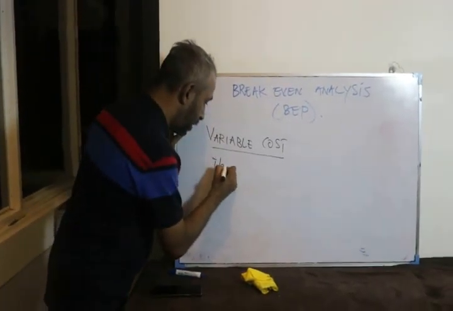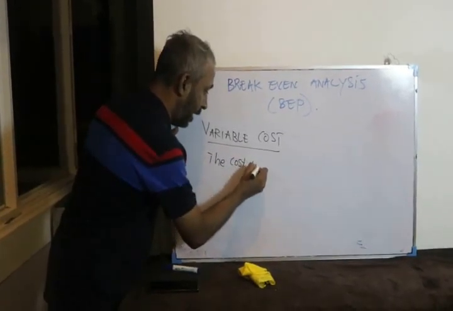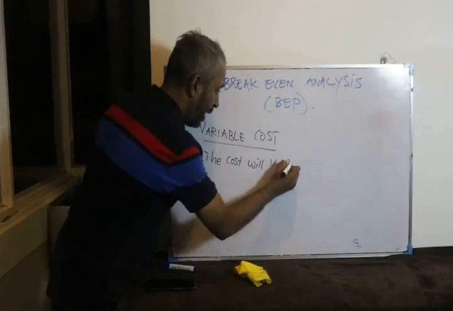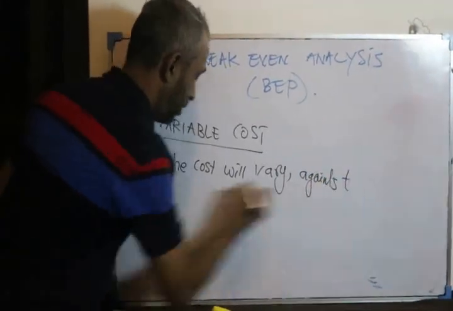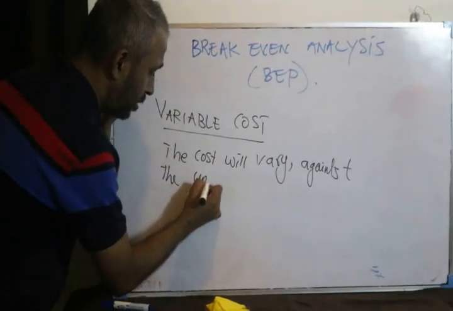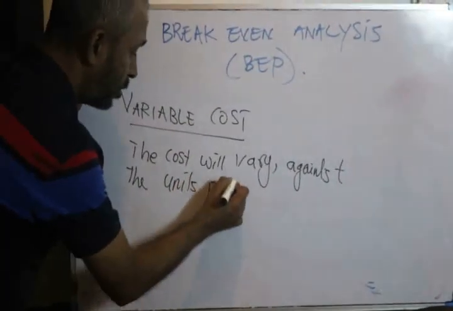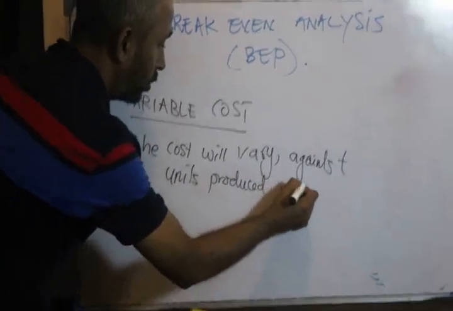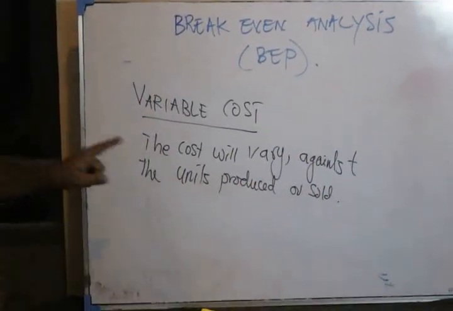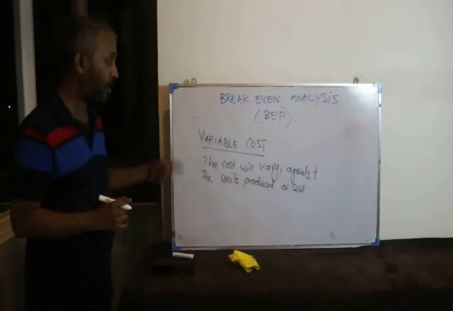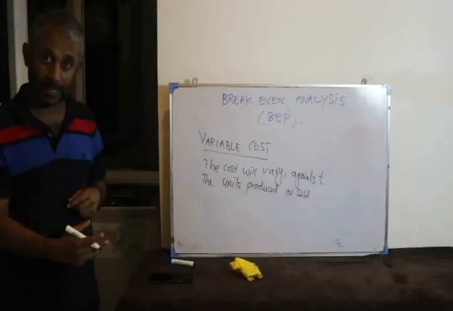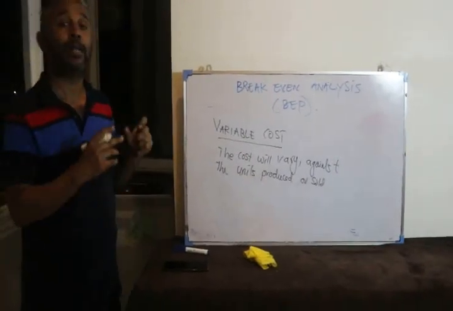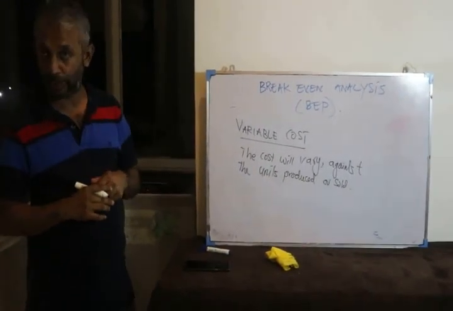The cost will vary against the units produced or sold, based on the production increase or decrease. If the cost increases or decreases according to the number of unit changes, and if the cost is changing, that cost we refer to as variable cost.